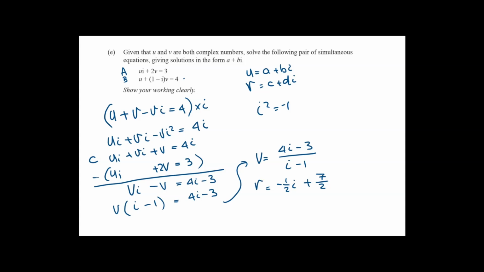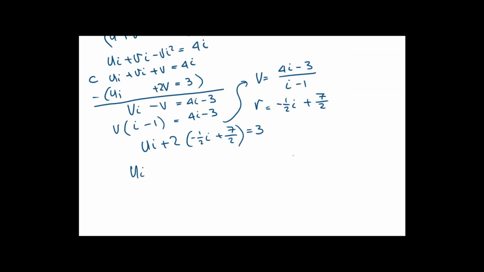Now let's look at U. Now that we know what V is, we can just substitute it into this equation up here. So Ui plus 2 times (7 over 2 minus a half i), that's going to be nice, equals 3. And now we can solve for U. So Ui plus half times negative half i is going to be minus i, plus 7 equals 3.